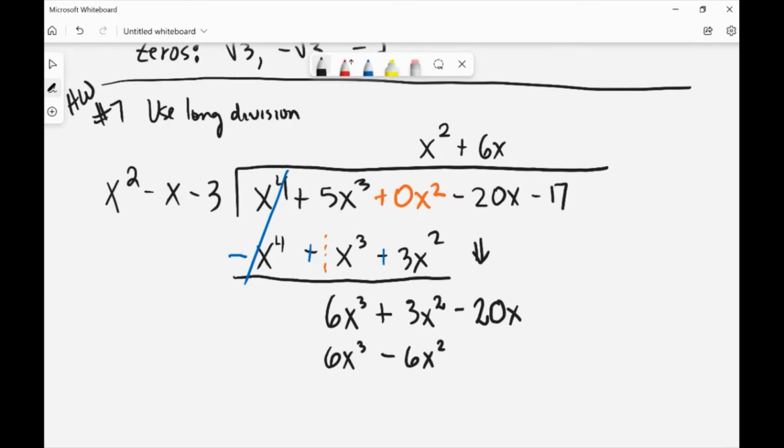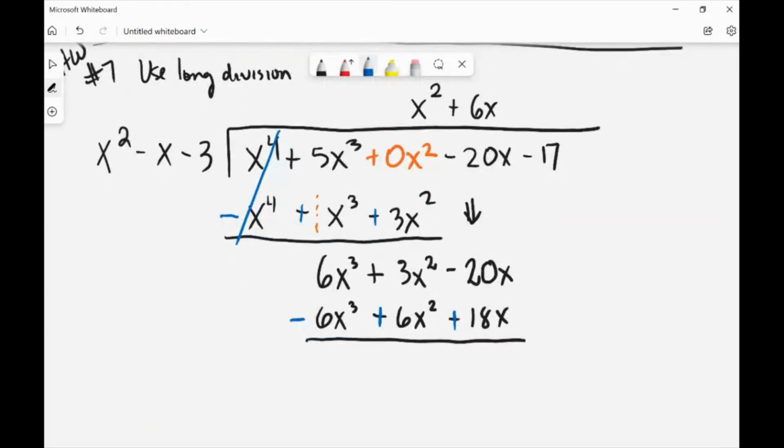Then we have to change the sign. Plus, plus. Notice I put it in a different color. That might help. That always cancels. What should we write next? 9x squared. Next, minus 2x. We bring down the minus 17. Start back over.